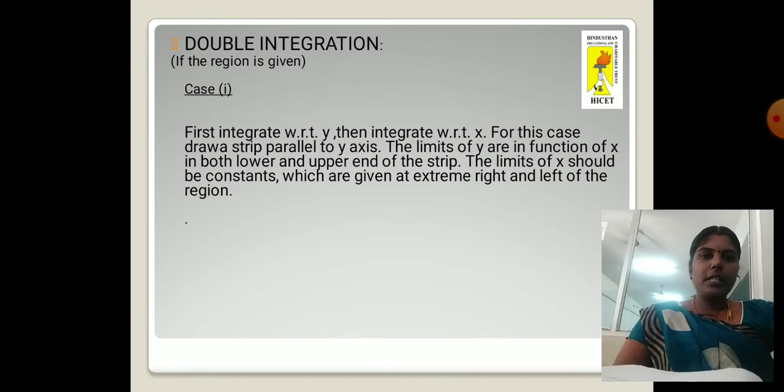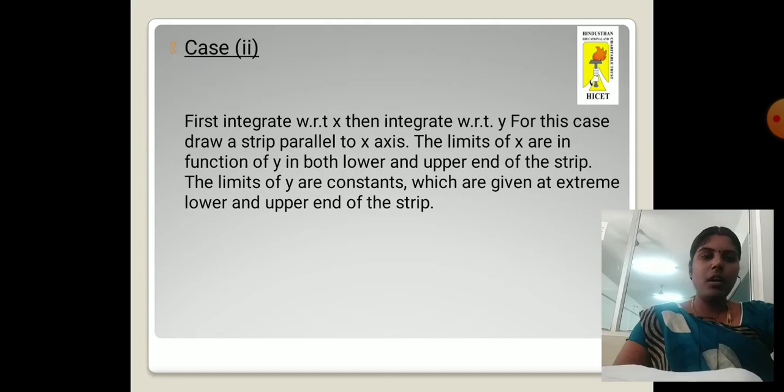First we see the basic double integration definition. Two cases exist for the given region. Case one: first integrate with respect to y, then integrate with respect to x. For this case, draw a strip parallel to the y axis. The limits of y are functions of x at both the lower and upper end of the strip. The limits of x should be constants, given at the extreme right and left of the region.